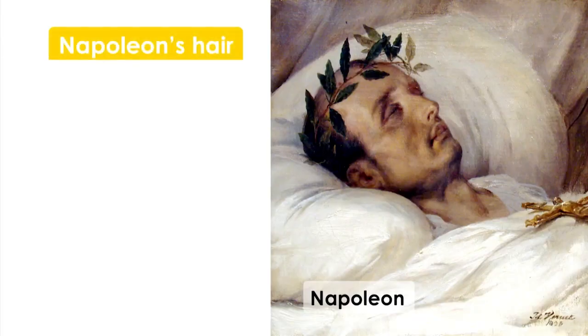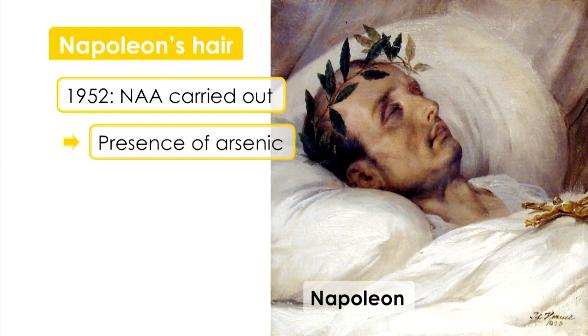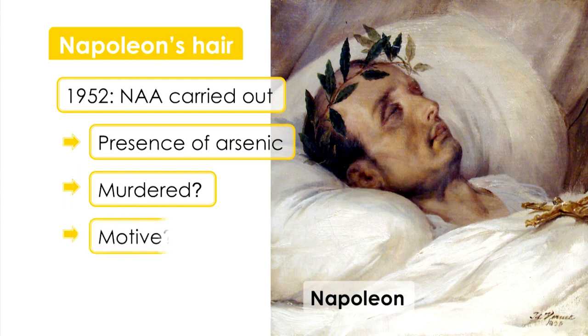Well, back in 1952, some of these hair samples were analyzed using neutron activation analysis. And from the results of that analysis, it was claimed that arsenic was present in the late emperor's hair. The obvious conclusion then: if there's arsenic in Napoleon's hair, Napoleon was murdered by arsenic poisoning. Well, if there's a murder, what's the motive?